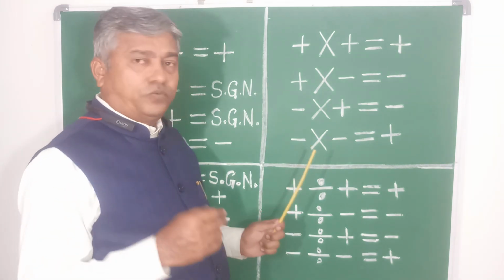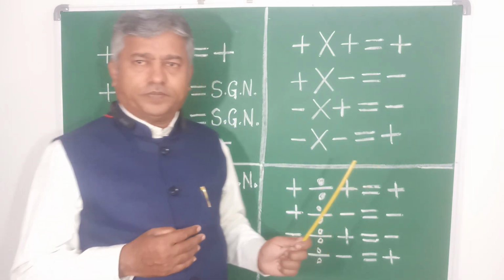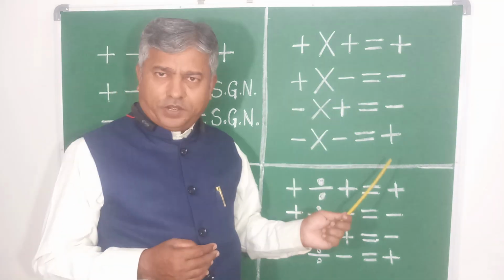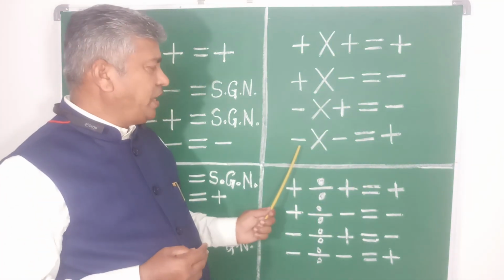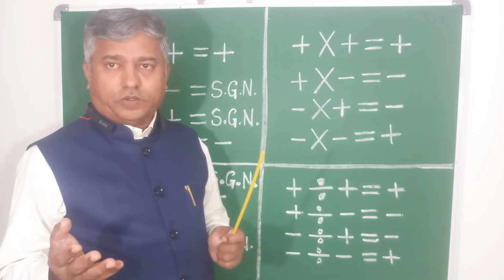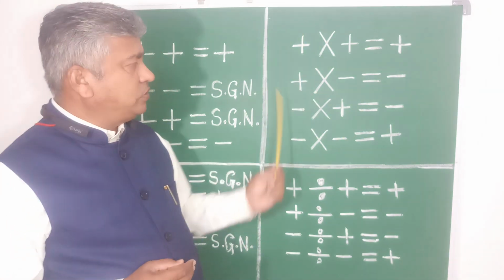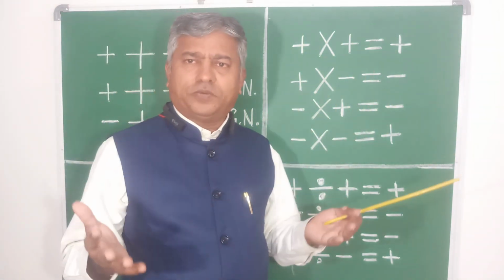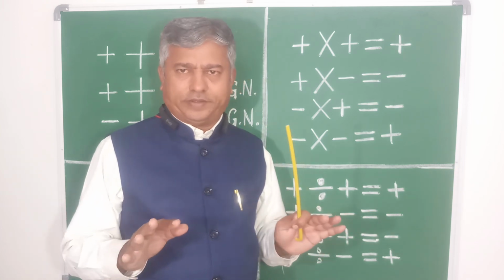Then fourth one, in the product system, minus into minus, that is plus. Okay, this is the multiplication of basic operations, over.